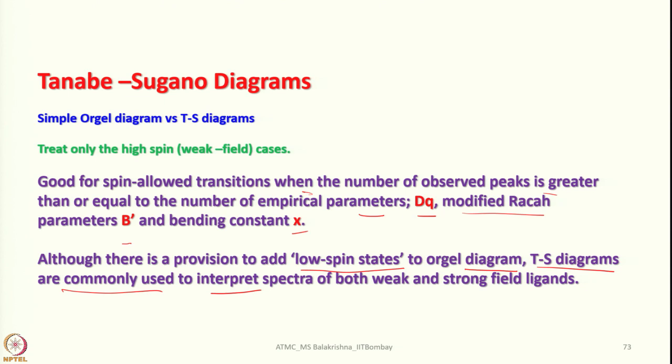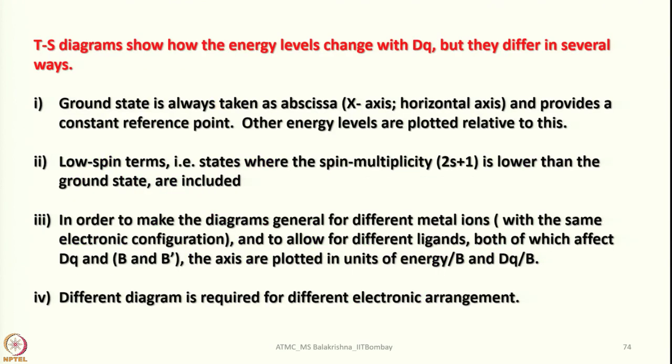However, TS diagrams are more polished and more refined to interpret spectra of both weak field and strong field ligands, for high spin as well as low spin complexes. TS diagrams show how the energy levels change with Dq, but they differ in several ways. The ground state is always taken as the abscissa, the x axis or horizontal axis, and provides a constant reference point. Other energy levels are plotted relative to this.